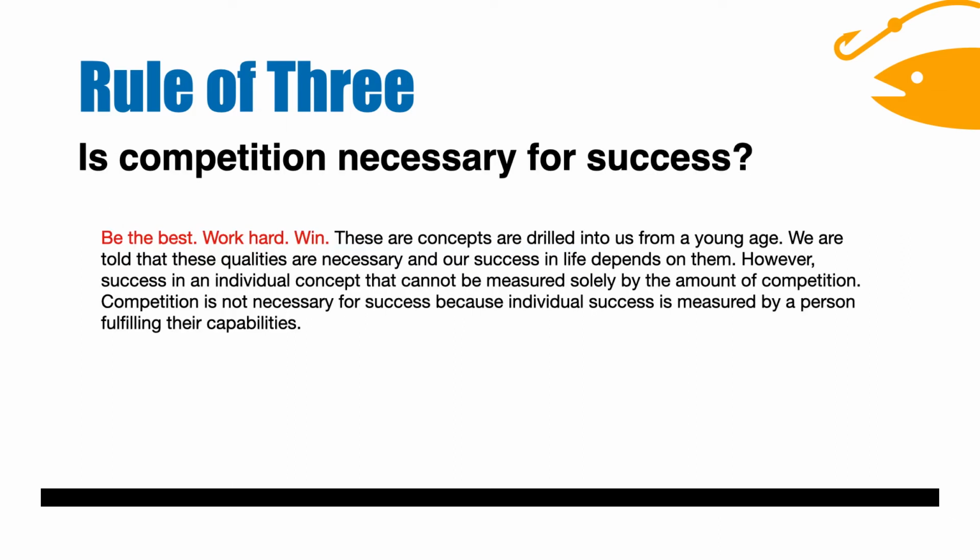So here's an example of how using the rule of 3 might work if our prompt was, is competition necessary for success? Be the best, work hard, win. These are concepts drilled into us from a young age. And then the introduction goes on from there. You see the 3 statements, be the best, work hard, win, help get that idea of competition in the reader's mind. And then my introduction will go on to present my side on the issue.